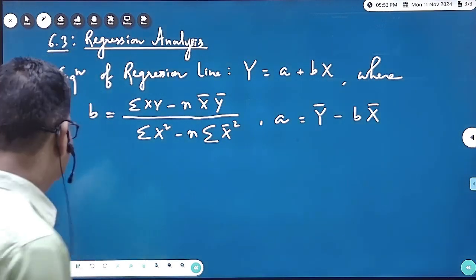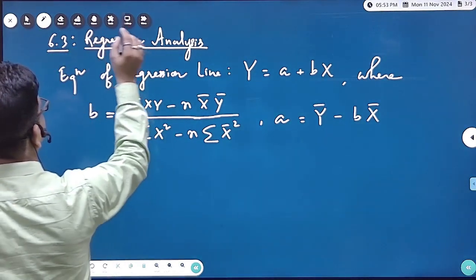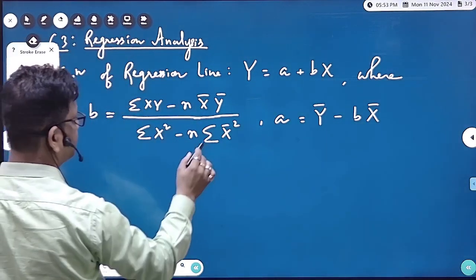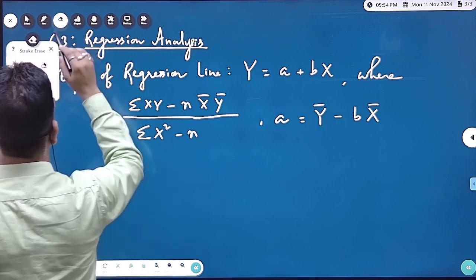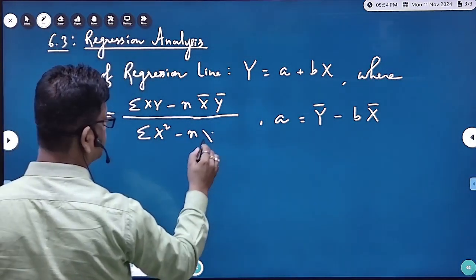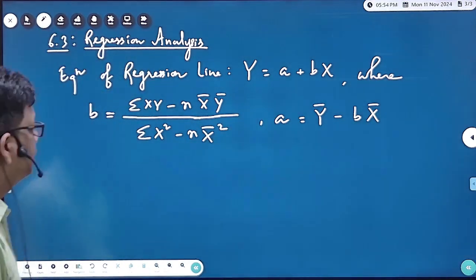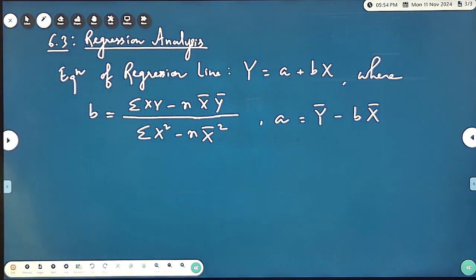Sorry, here the summation symbol is not there. Just a minute. That's what I was thinking. The summation symbol is not there. It is n x bar square. N x bar square. That's what I was thinking. Done. Okay. So here in the denominator there is no y, only x.